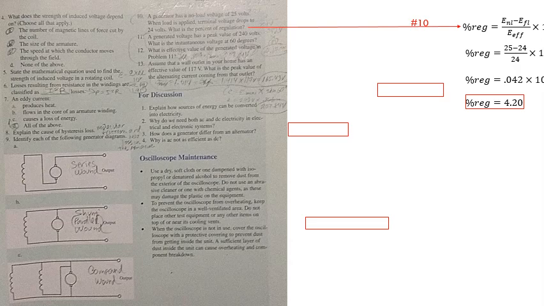Number 11. A generated voltage has a peak value of 240 volts. What is the instantaneous voltage at 60 degrees? For this, we use this formula where e, which is again the instantaneous voltage, that's why it's a lowercase e, equals the voltage max times the sine of 60 degrees. Plug in the numbers, 240 times 0.866, and we get 207.84 volts.